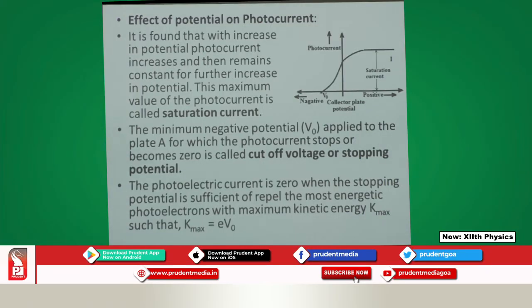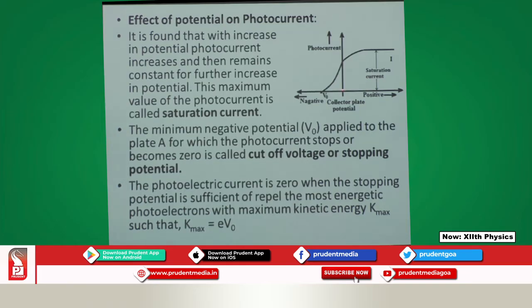So, in the graph you can see that if you keep the intensity of the radiation constant and frequency just above the threshold frequency, so that electron emission takes place, and what is changed is the potential difference. If you start with zero potential and go on increasing the positive potential, you can see that at zero potential itself there is already some current, and as positive potential is increased, the photocurrent after some time remains constant. That current is called saturation current.